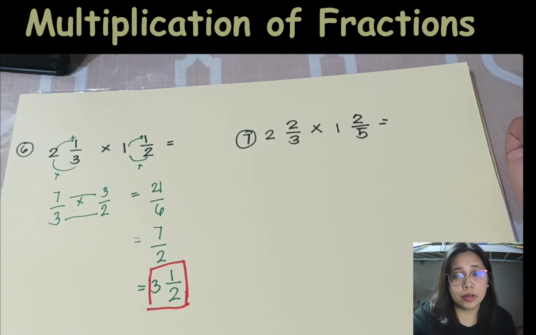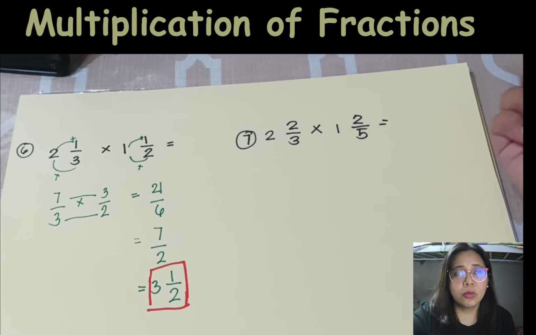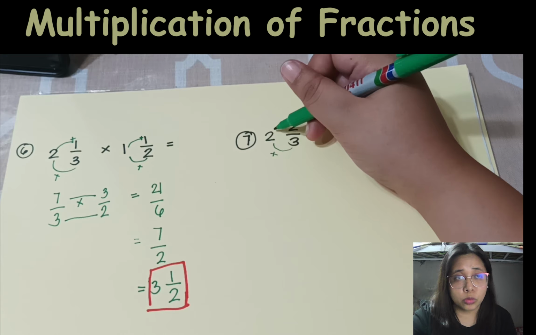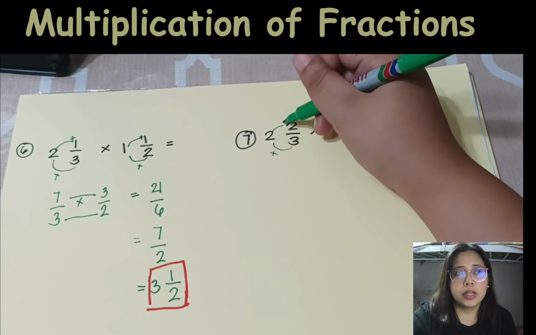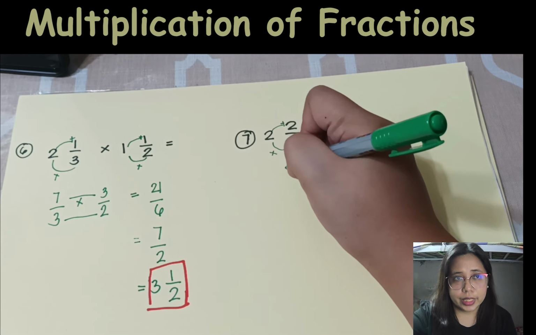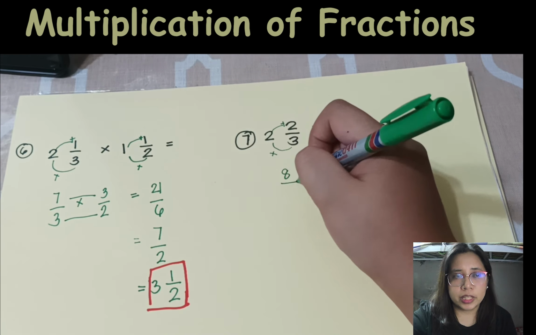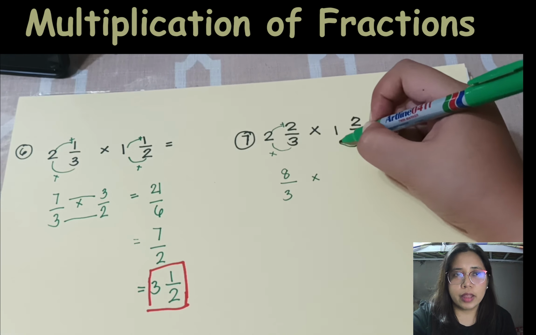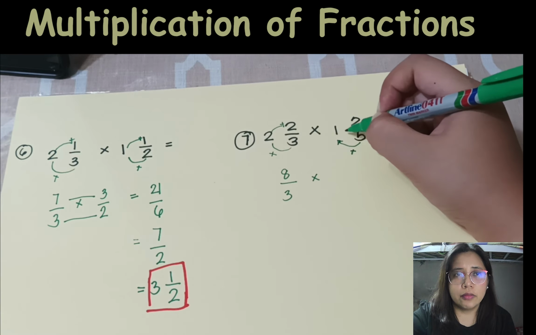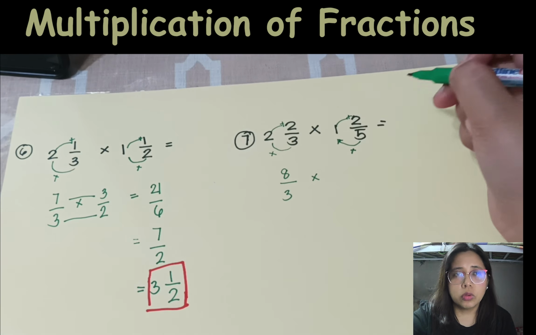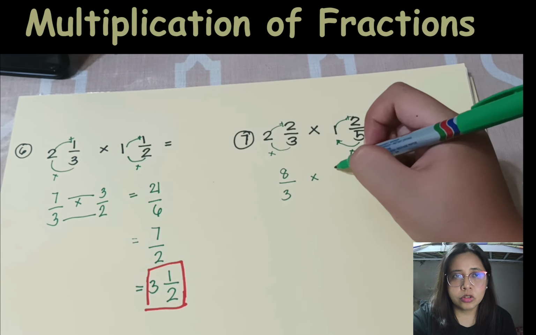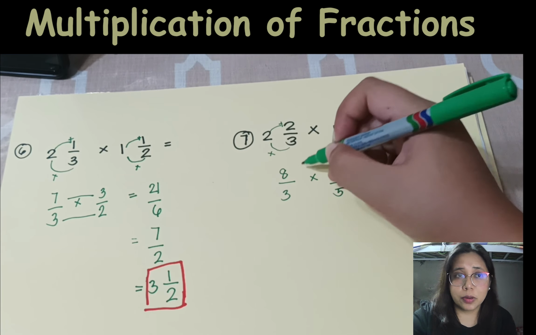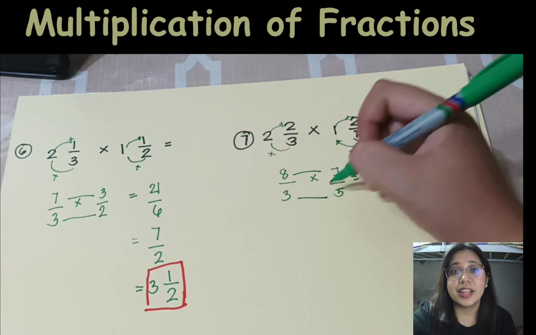Okay, so next example, same process lang din. Okay, we will convert it to improper fractions first. So 3 times 2 is equal to 6. Okay, plus 2 is equal to 8. Lagyan natin yan sa numerator, and we copy the denominator, which is 3. So 8/3. Okay, times. Okay, so 5 times 1, we get 5. Okay, and then plus 2, and we get 7. So lagay natin yan sa numerator, and then kopyahin ang denominator. Okay, so same process. Numerator to numerator, denominator to denominator.